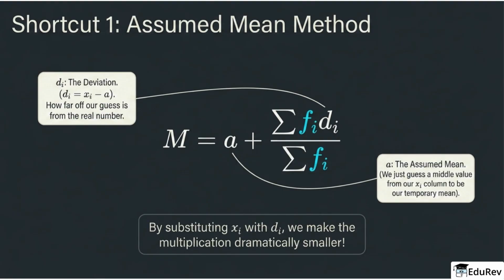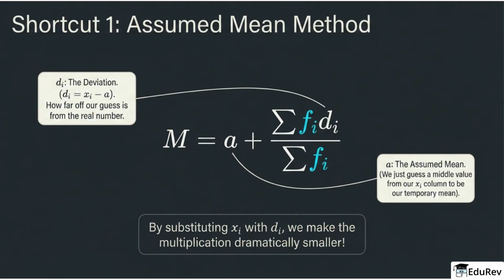The variable d sub i is the deviation. Calculated as x sub i minus a, it tells us how far off our guess is from the real number. By substituting x sub i with d sub i, we make the multiplication required dramatically smaller. Now, what if those numbers are still too big to easily multiply? We go a step further.